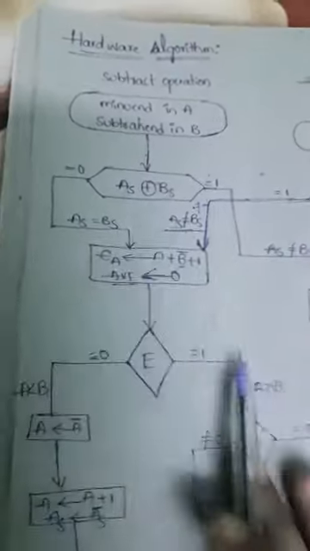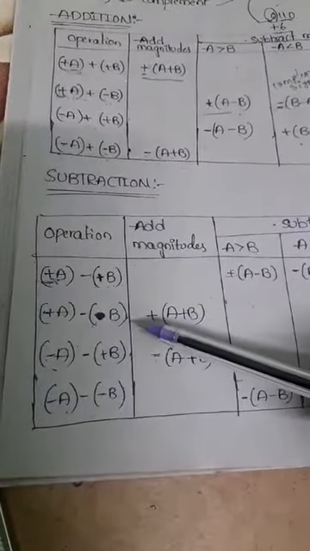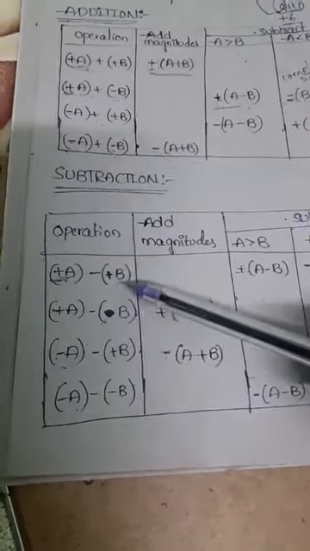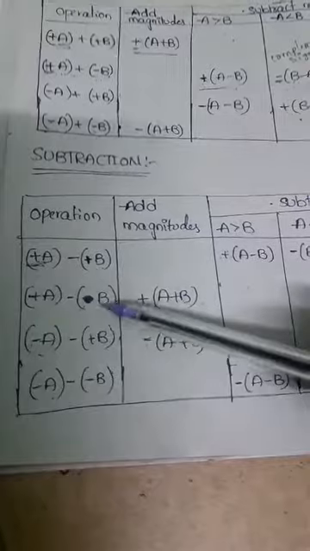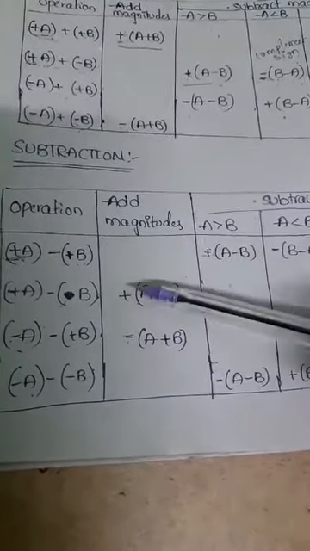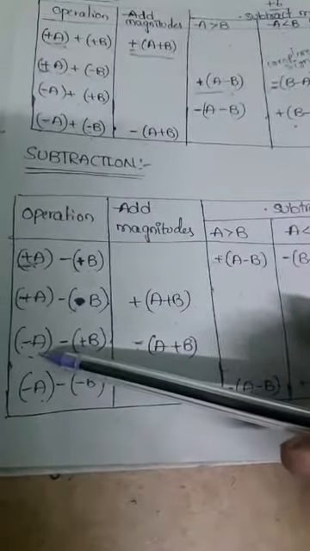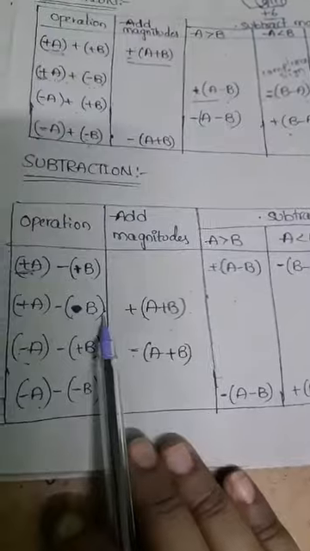If the signs of A and B are different, like plus minus and minus plus, what is the result? Add the magnitudes, and the resultant sign will be shown by A's sign, right? So now we will see here.